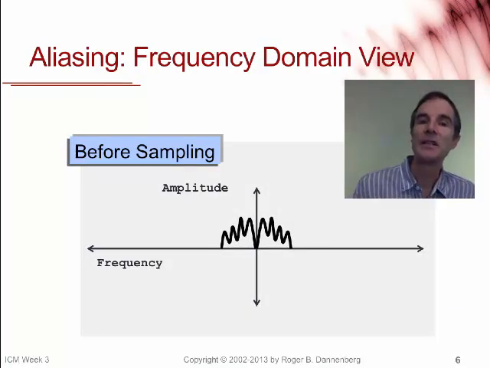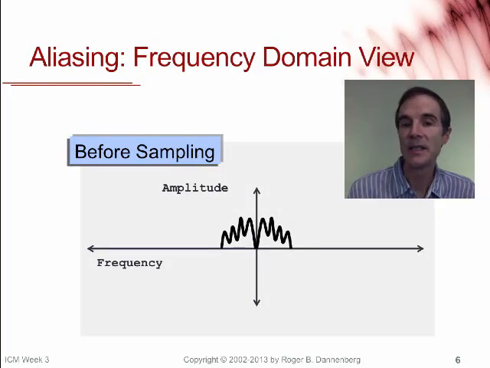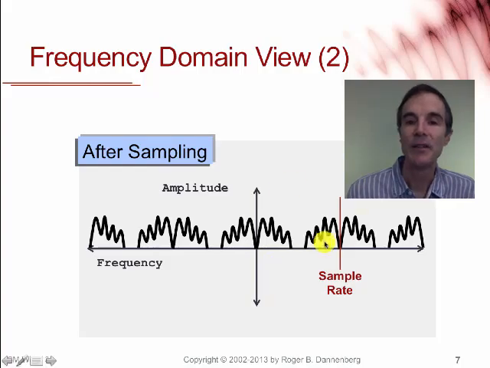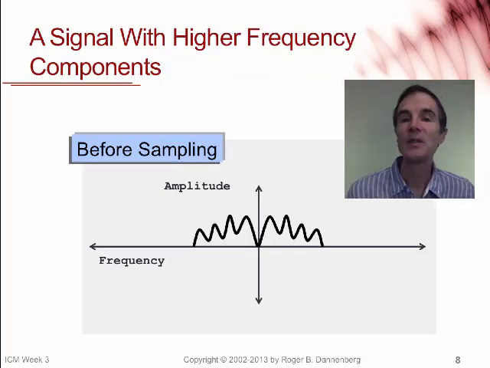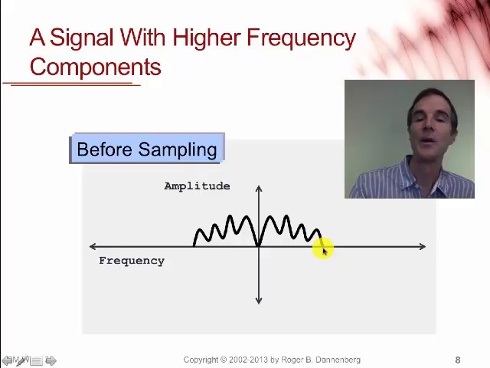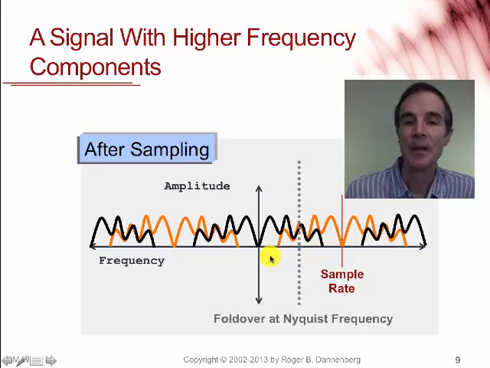So let's look at aliasing in the frequency domain. Before we do the sampling, let's imagine that we have this spectrum. After we do the sampling, we shift and copy this spectrum, shifting by the sample rate, and we get something like this. Now, suppose that our original spectrum is not so narrow, it actually has higher frequency, so it looks like this. When we sample it, we're going to copy and shift it by the sample rate, but there's some overlap. Look at this. This is going to cause some problems.